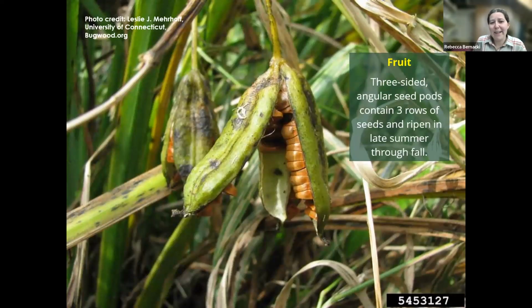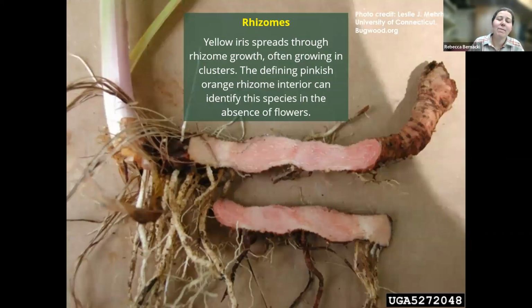The fruits are kind of unique. I think they're pretty cool looking. There are these 3-sided angular seed pods, and they're going to contain 3 rows of seeds that ripen into late summer and fall. I think I like them because they remind me of this candy I had when I was a kid, and I can't remember the name of it. It was like one of those Wonka hard candies, but they came in these little rows just like this.